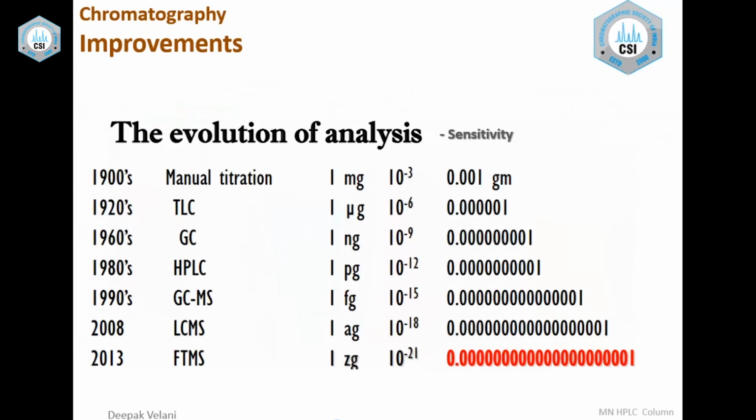Why we have to do so much development in LC or chromatography is because day by day the demands have been going up and up. Earlier people were interested in the main peak or the main component. Now people are interested in the impurities and what is other than the main peak. That's why the technology has to improve, and it has reached zeptogram levels, or you can say 10 raised to minus 21 concentrations. So from manual titration to TLC, GC, HPLC, GC-MS, LC-MS, and FTMS, that is how the technology has developed and evolved.